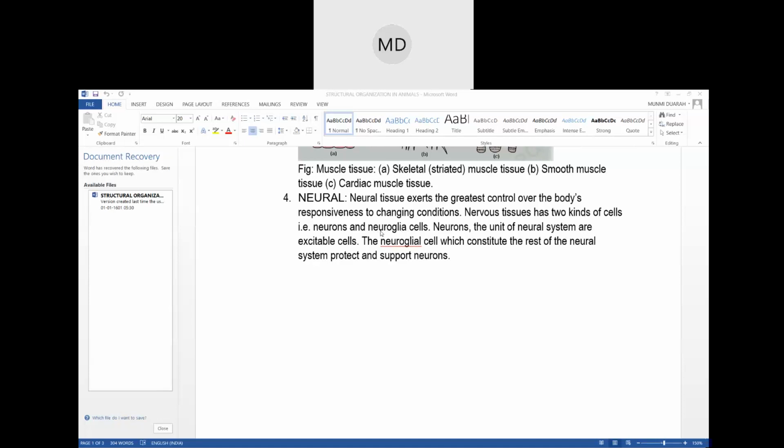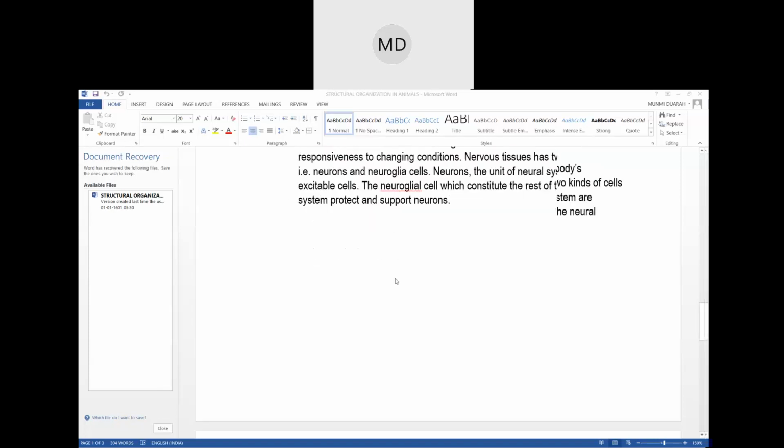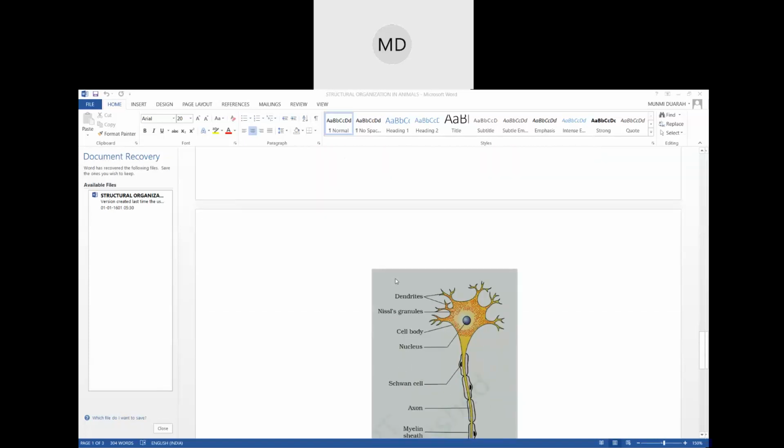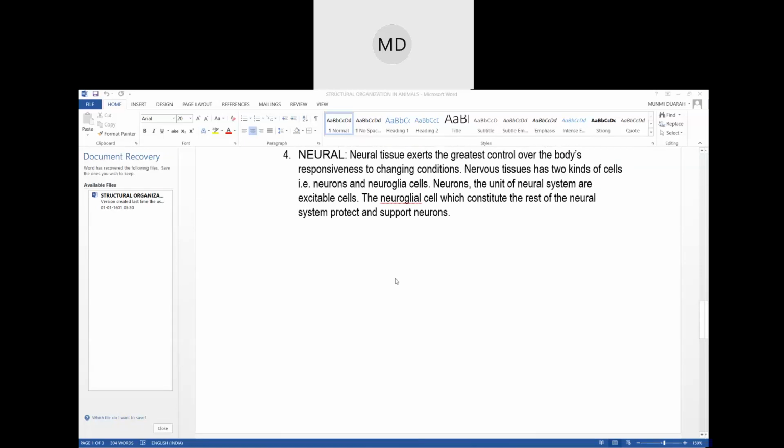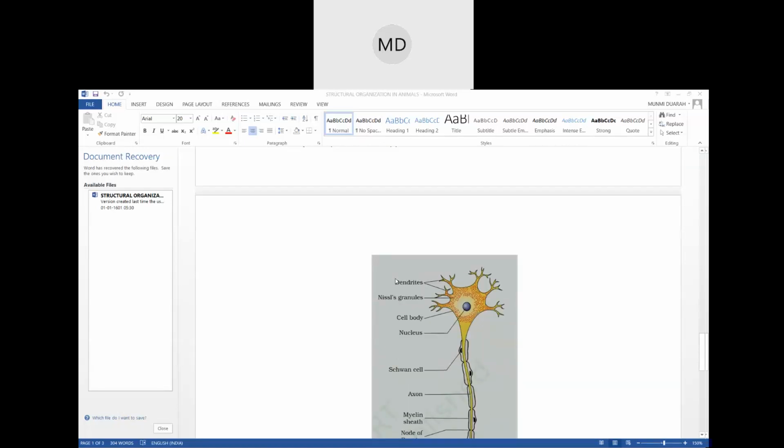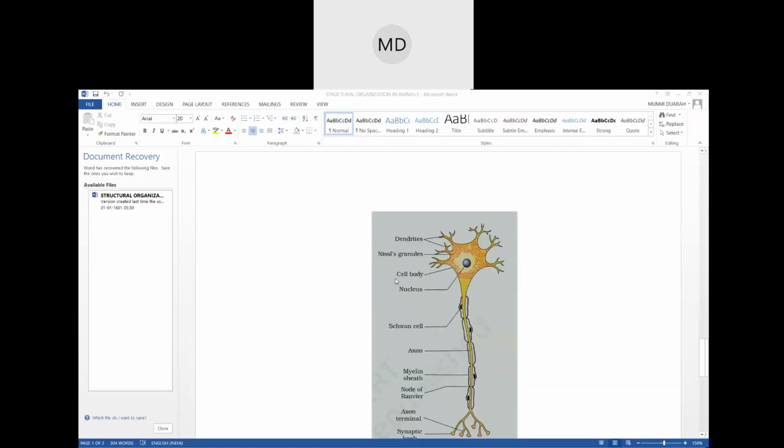Nervous tissue and neural tissue, same thing. So neural tissue is of two types, neurons and neuroglia. Neuroglia does not play so important a role, but neurons play a very important role. These neurons are known as the structural and functional unit of the neural system or nervous system.